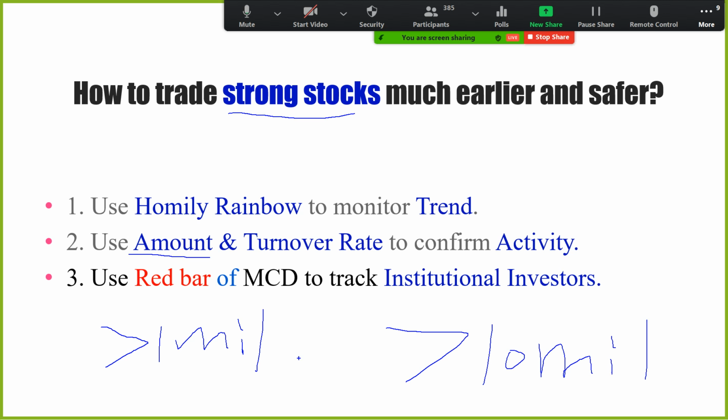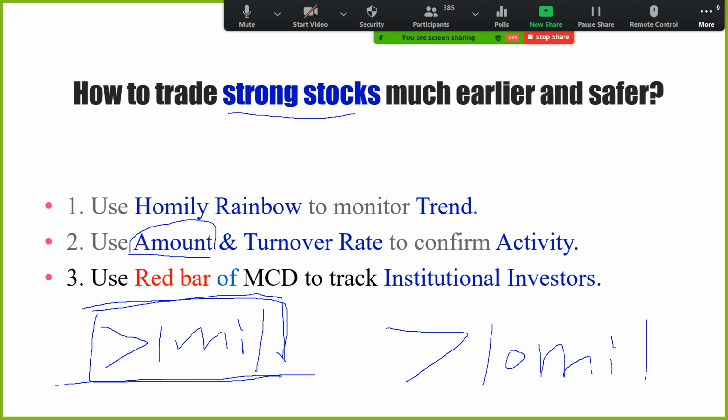Repeat again. Singapore must be higher than 1 million dollars. It's not volume. Repeat again. It's daily trading amount. Daily trading amount more than 1 million Singapore dollars. Daily trading amount more than 10 million US dollars.